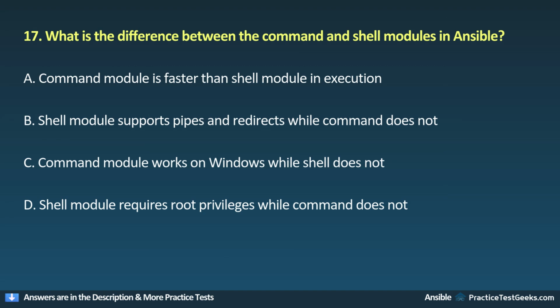17. What is the difference between the command and shell modules in Ansible? A. Command module is faster than shell module in execution. B. Shell module supports pipes and redirects while command does not. C. Command module works on Windows while shell does not. D. Shell module requires root privileges while command does not.